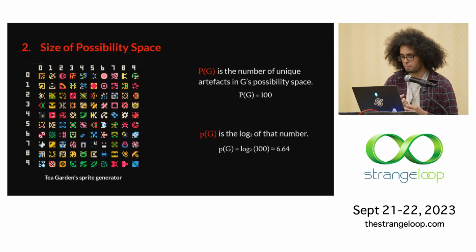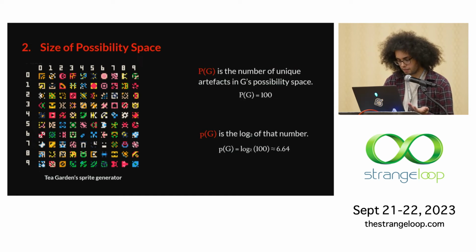And we're going to call P of G the number of these unique artifacts in G's possibility space. Here it's 100, and when you use a lowercase p, it is going to be the log in base 2 of that number.